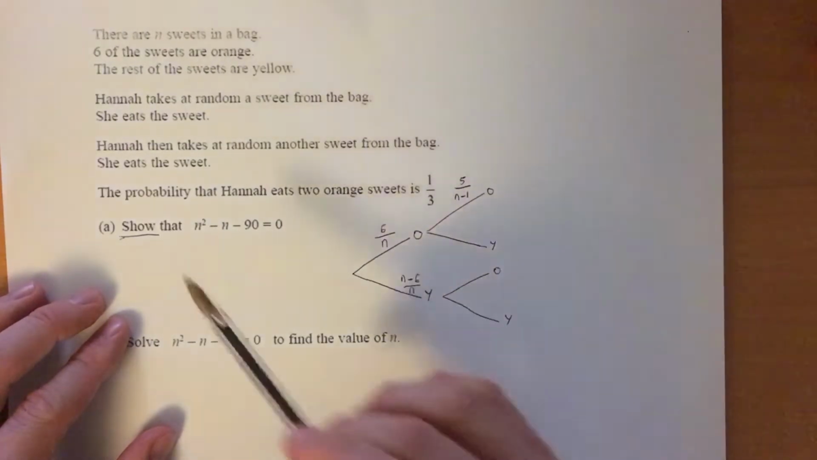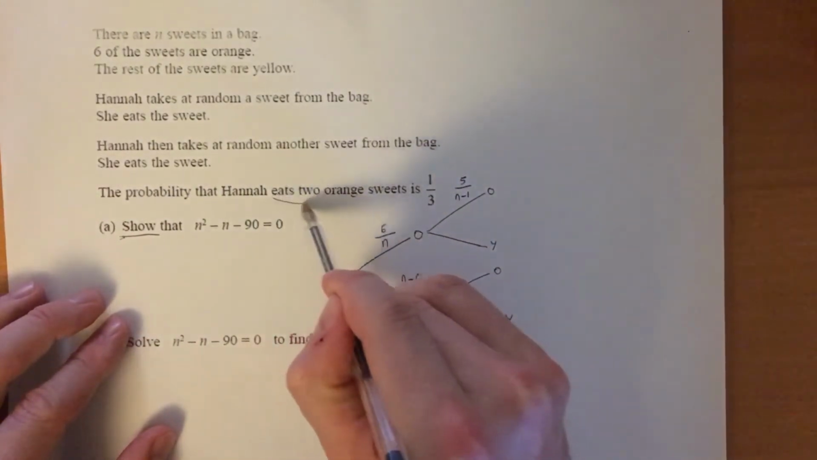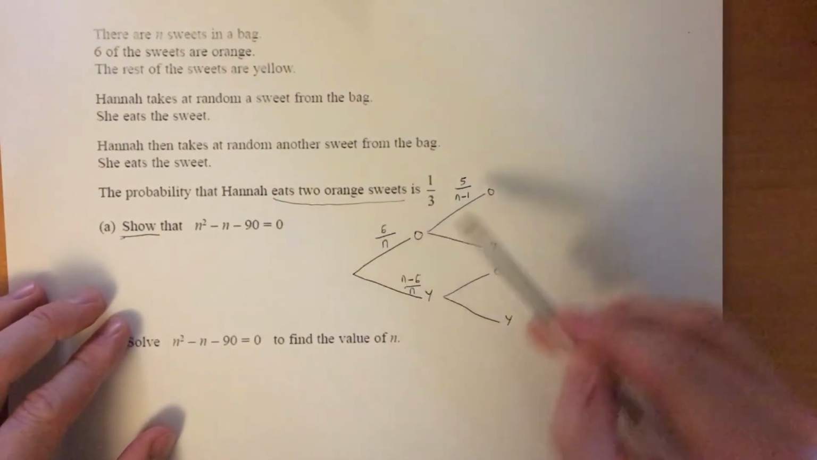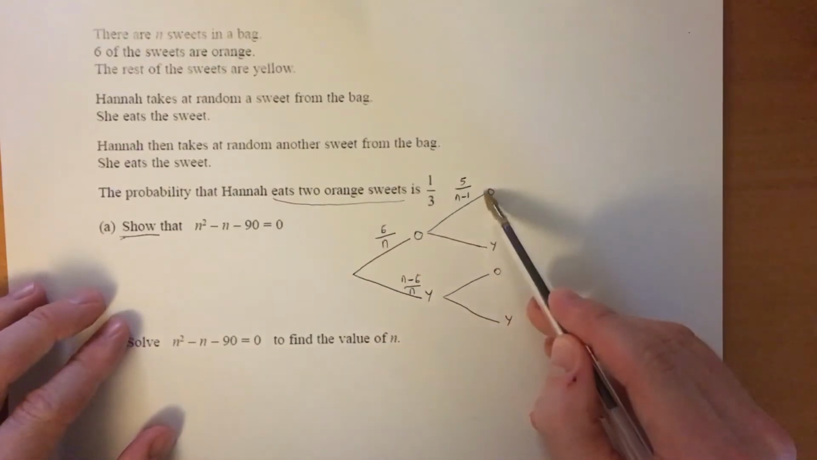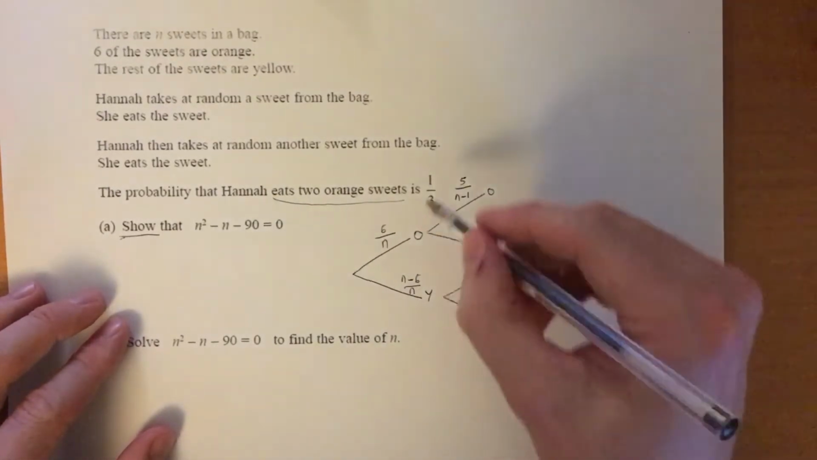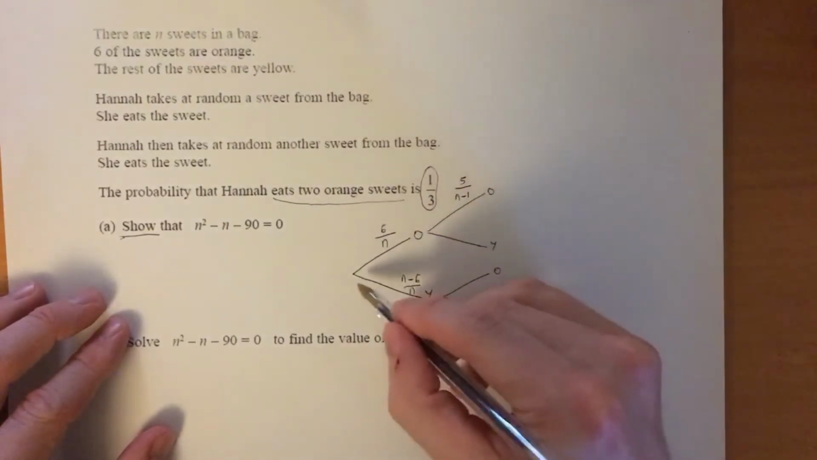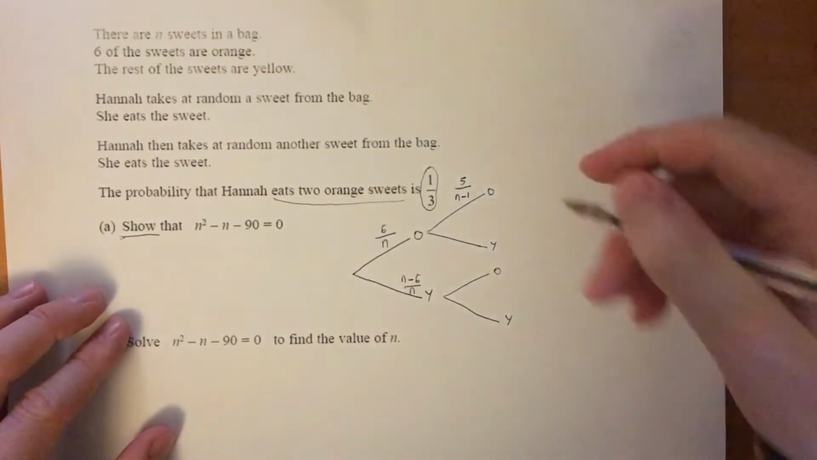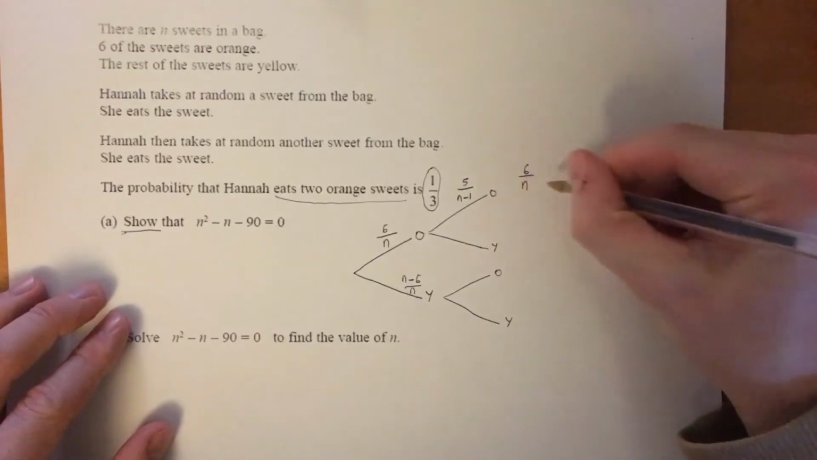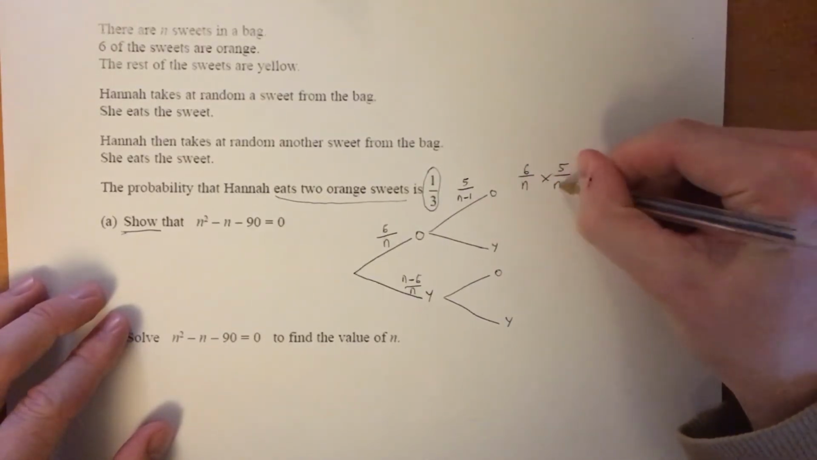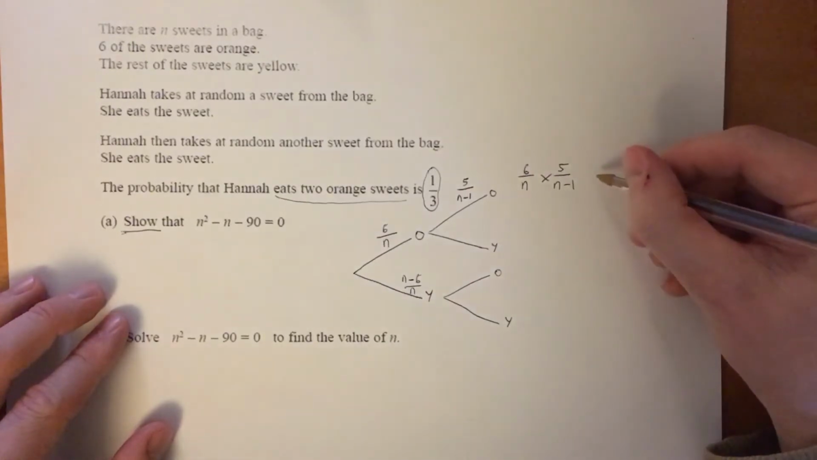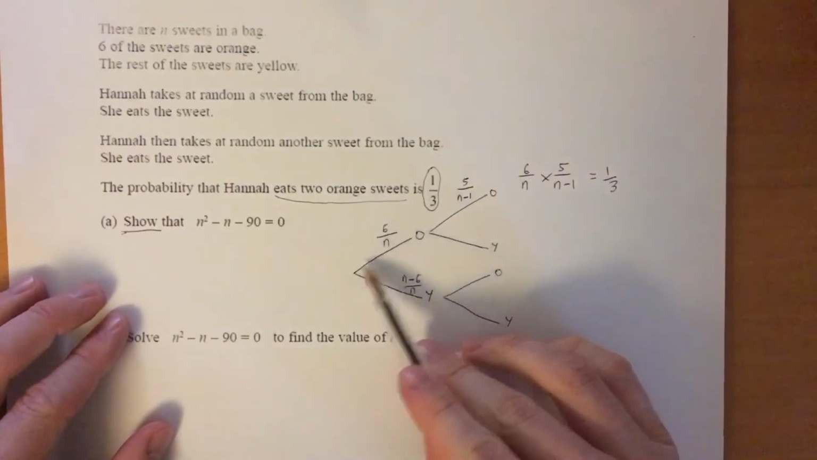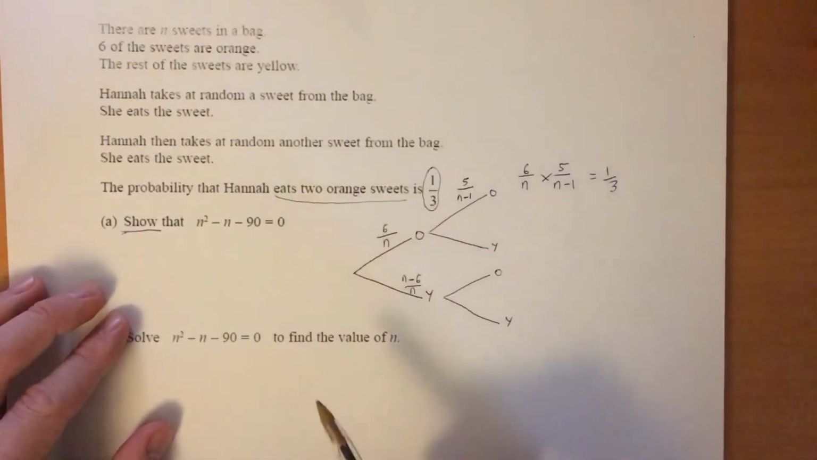But look at what the question's saying. The probability that Hannah eats 2 orange sweets is 1/3. All I therefore need to do is what I've done, because I've got the probability of 1 orange sweet and then the other one. When you multiply these 2 answers together, you should get 1/3. So let's write down what that looks like: 6 over n times 5 over n minus 1. And they've told us that needs to equal 1/3, because that probability of eating 2 orange will be 1/3.